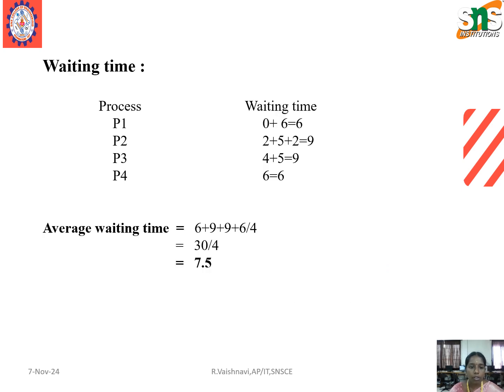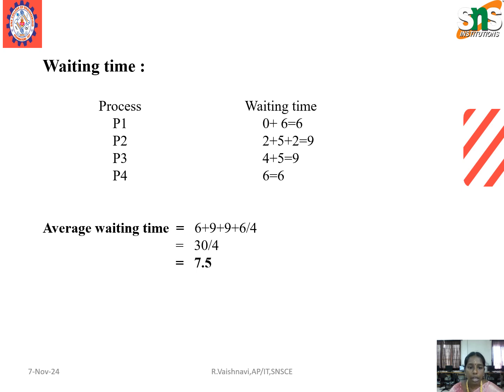From the Gantt chart, we calculate the waiting time. For process 1, the waiting time will be 0 plus 6, that is 6 milliseconds. For process 2, 2 plus 5 plus 2, that is 9. For process 3, 4 plus 5, that is 9 milliseconds. For process 4, it is 6 milliseconds.